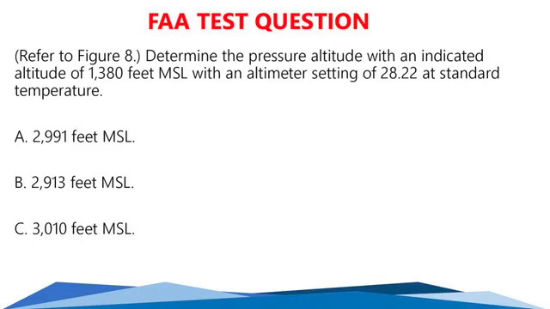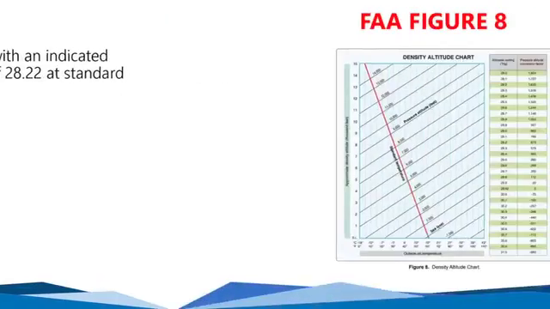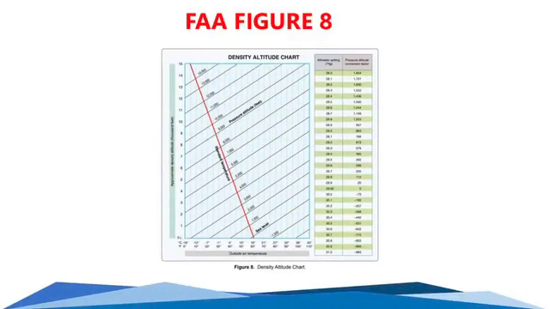We're going to refer to this figure, and I'm going to go ahead and slide this one over just so you can see the density altitude chart. We've probably all seen one of these at some point. But using this chart, determine the pressure altitude with an indicated altitude of 1380 feet MSL with an altimeter setting of 28.22 at a standard temperature. And then, of course, your answers: A, 2,991 feet MSL, B, 2,913 feet MSL, or C, 3,010 feet MSL.